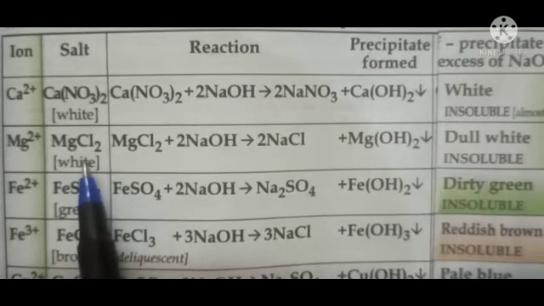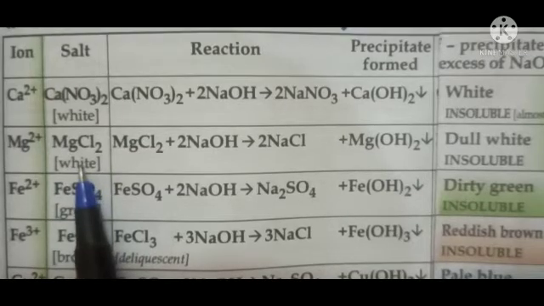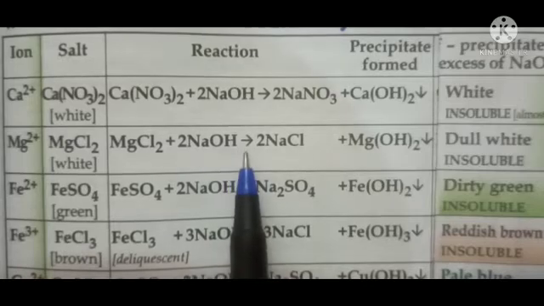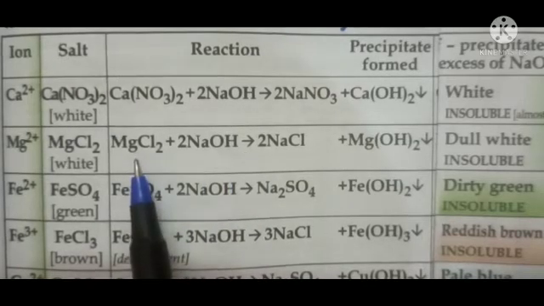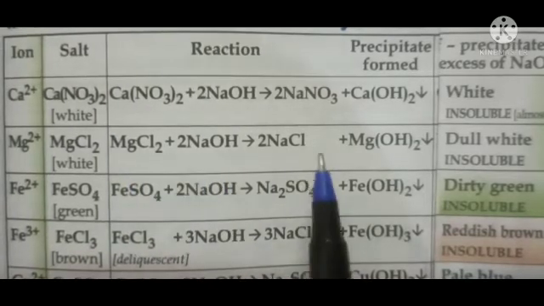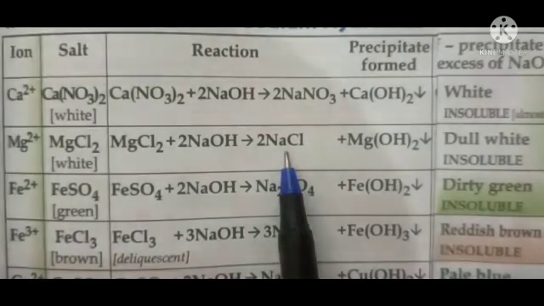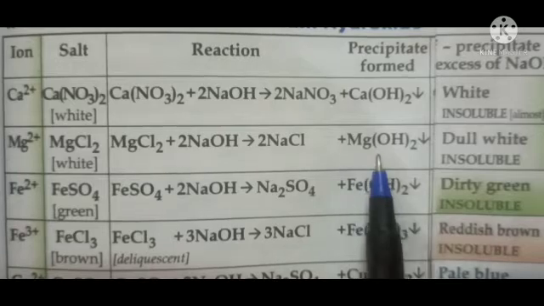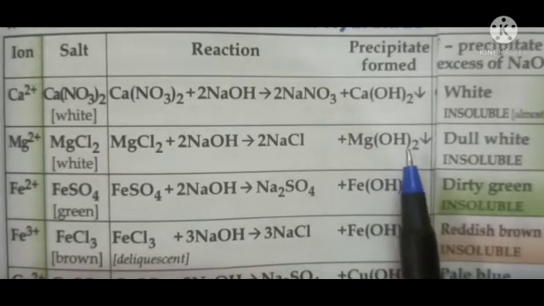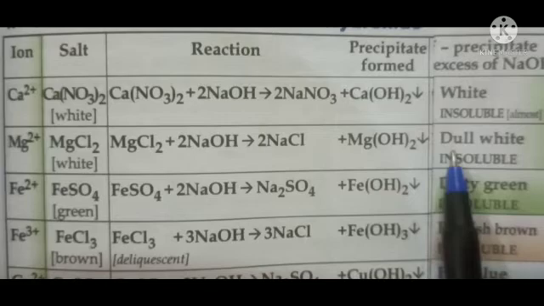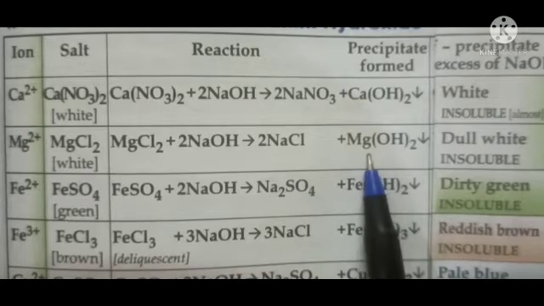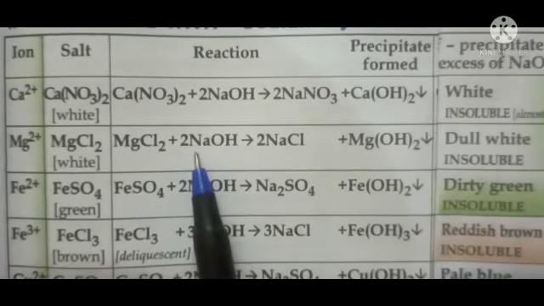Now next is magnesium chloride. Now you will add a few drops of sodium hydroxide in a salt solution of magnesium chloride. Then you will get soluble sodium chloride and an insoluble precipitate of magnesium hydroxide. And what color precipitate will you get? A dull white precipitate of magnesium hydroxide you will get, and it is insoluble in excess of sodium hydroxide.